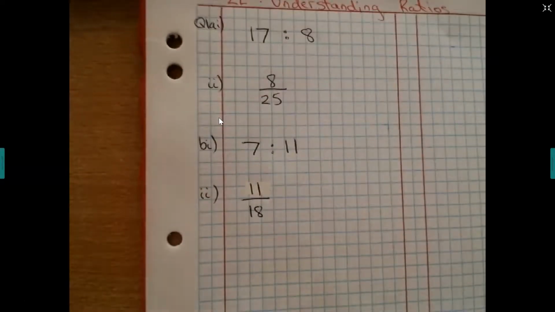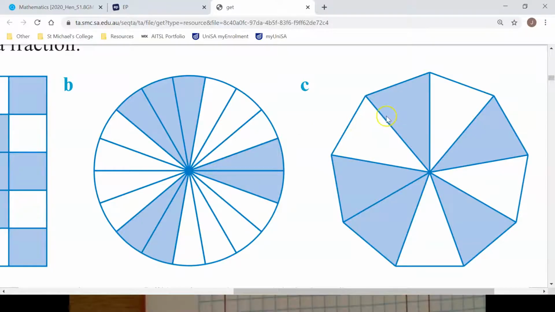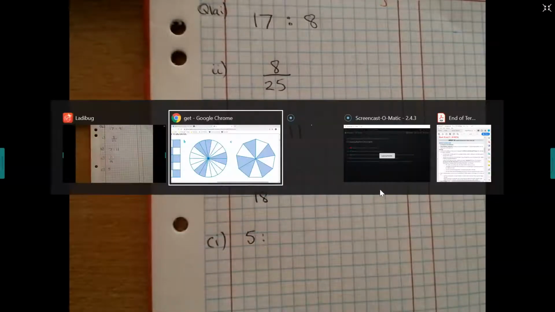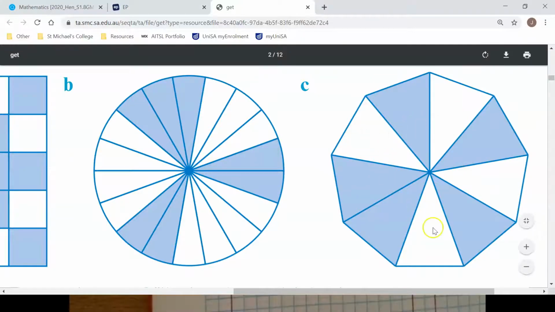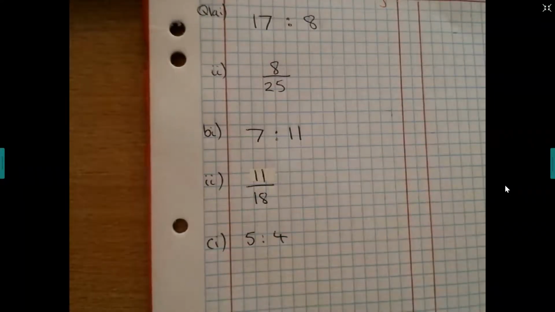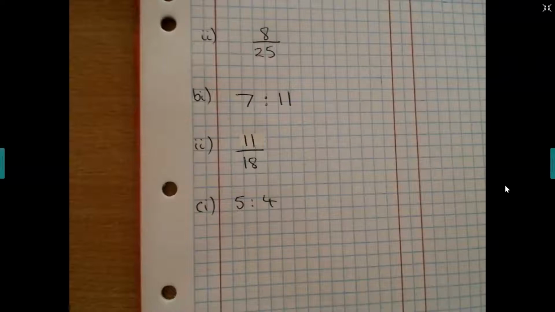Alright, and then part C1, again, shaded to non-shaded. Shaded is 1, 2, 3, 4, 5. Compared to non-shaded, 1, 2, 3, 4, 5, 4. Now, again, with any of these ratios, we could multiply. If I multiplied both sides by 2, 10 to 8 is the same ratio as 5 to 4. Alright, so you can do that with ratios.